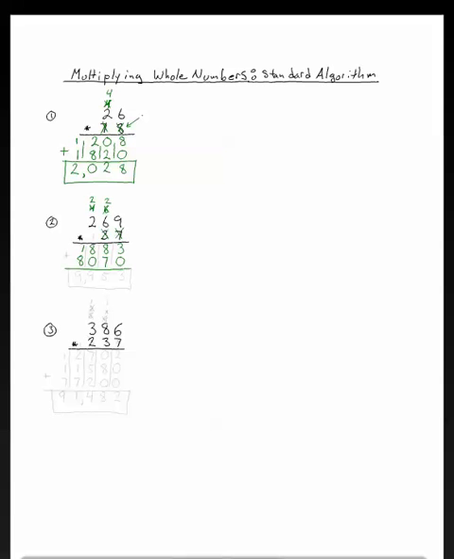We're done with the 3. There's no more digits to multiply. So we go ahead with our addition. 3 plus 0 is 3. 8 plus 7 is 15, so we write down our 5, carry our 1. 1 plus 8 plus 0 gives us 9, and then 1 plus 8 is 9. So we get 9,953.